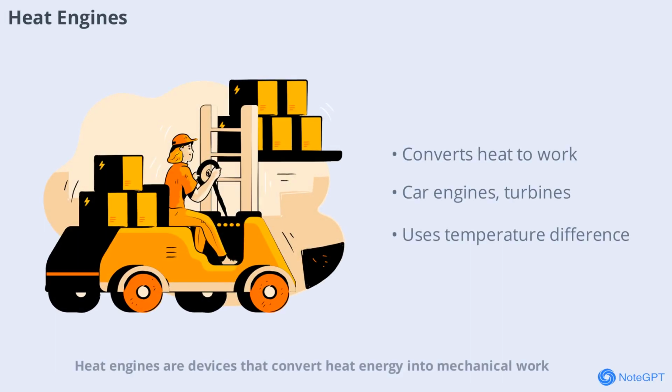Heat engines are devices that convert heat energy into mechanical work. Examples include car engines and steam turbines. These machines operate by exploiting temperature differences, turning thermal energy into motion. Understanding heat engines is fundamental to studying how energy powers our modern world.